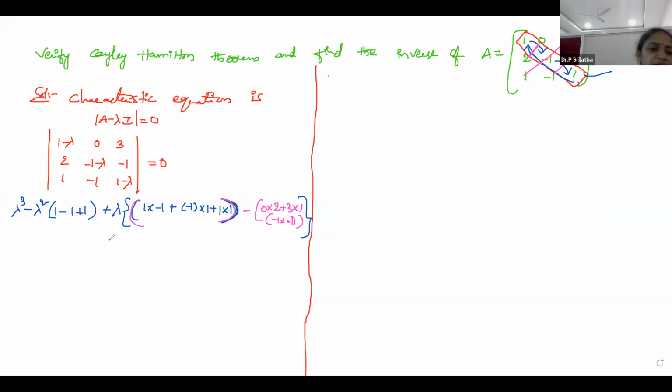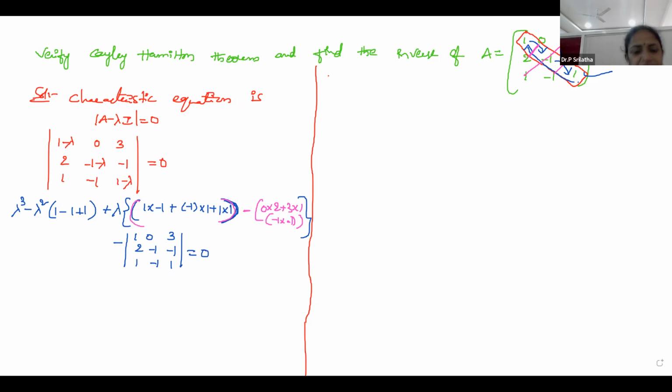Okay, so minus the determinant of the given matrix. That will be det of 1 0 3, 2 minus 1 minus 1, 1 minus 1 1, equal to 0. So what is the characteristic equation?